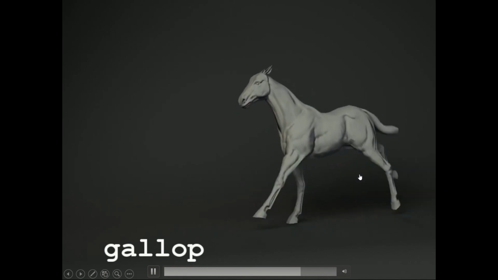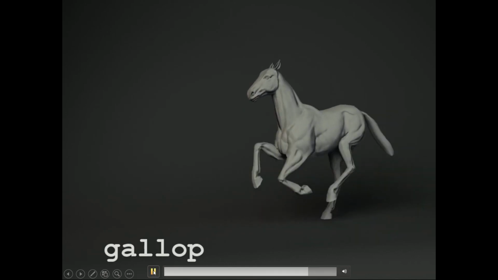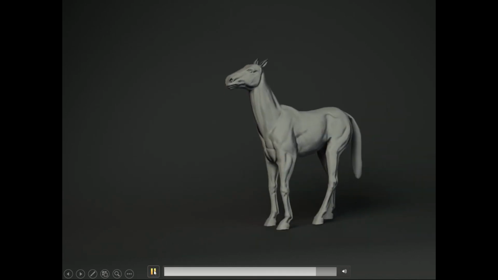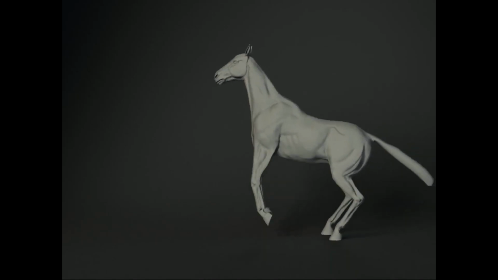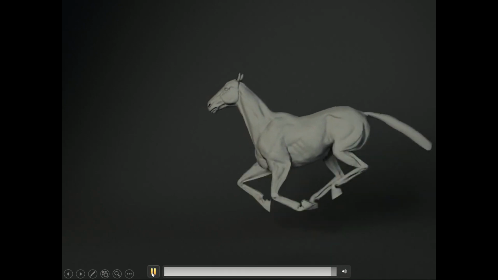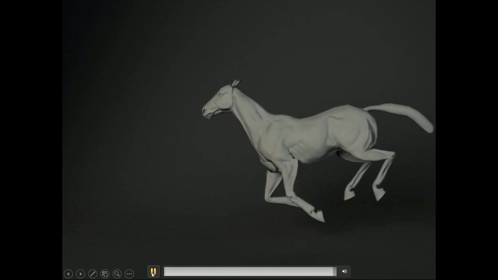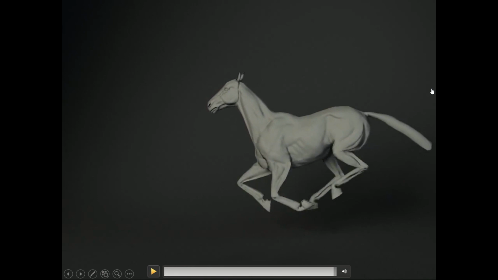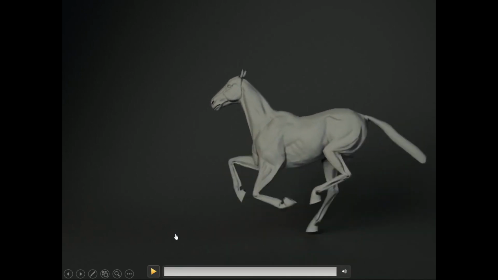Now it is the gallop. It is an extended canter, but all the legs will be in the air for a particular time period. See, this is canter: three legs are in the air and one leg is on the ground. And this is the exact posture where all the legs are in the air. So this is all about the gaits of the horse.